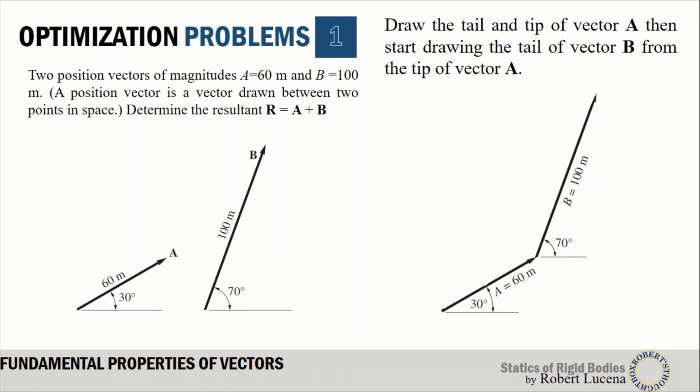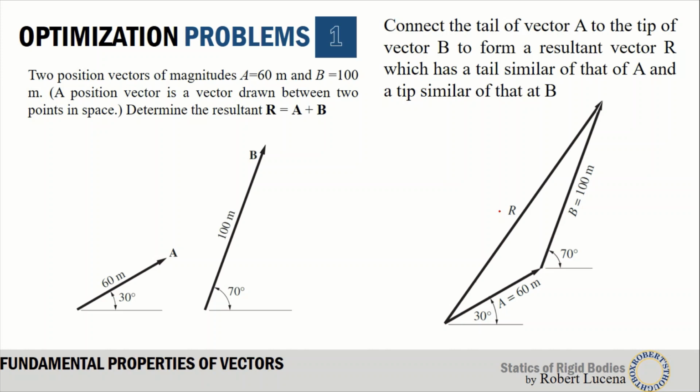So to fully appreciate the topic, let's have a sample problem. There are two vectors with magnitudes A equals 60 meters and B equals 100 meters. Our objective is to determine the resultant of the two vectors A and B. The first thing we do is draw the tail and tip of vector A. So start with drawing vector A from tail to tip, and then connect vector B from the tip of vector A.